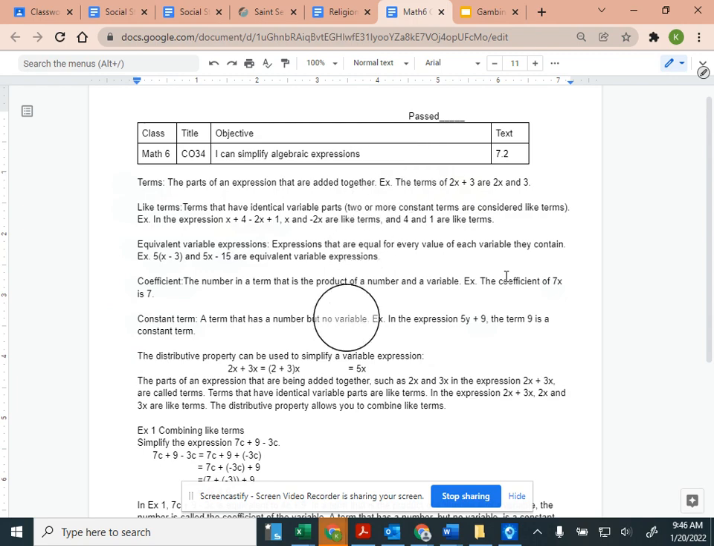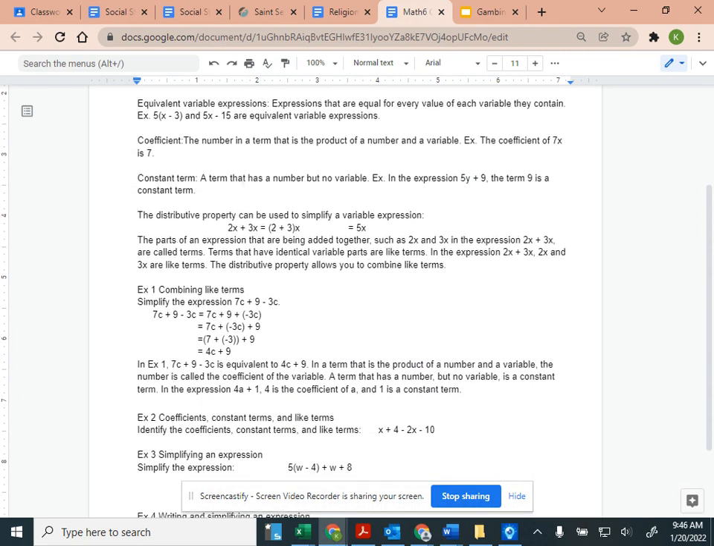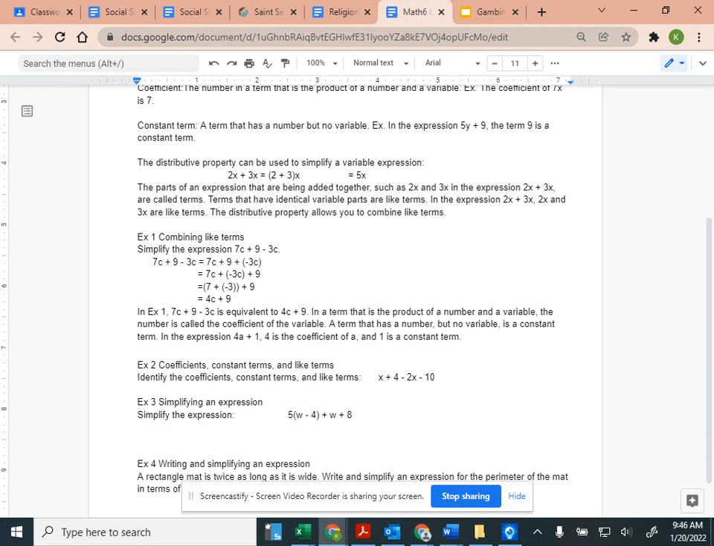All right, let's look at what we're learning about today. The distributive property can be used to simplify a variable expression. So 2x plus 3x is the same as saying 2 plus 3, and we're keeping that x. That x stays the same because it's the variable. 2 plus 3 is 5.